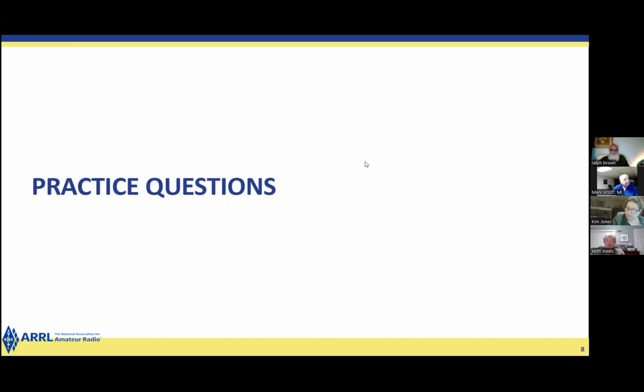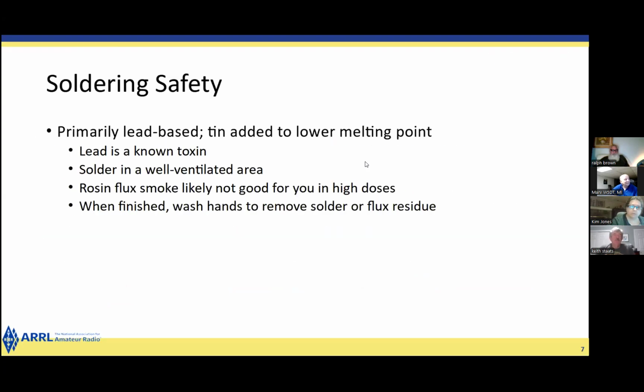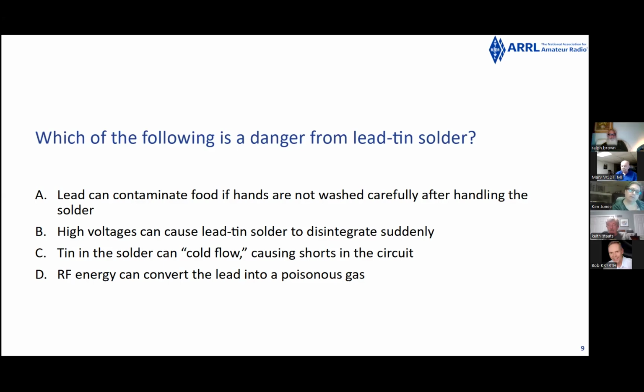Practice questions. You've probably forgotten everything we looked at. Which of the following is a danger from lead tin solder? A. Lead can contaminate food if hands are not washed carefully. B. High voltages can cause lead tin solder to disintegrate suddenly. C. Tin in the solder can cold flow, causing shorts in the circuit. D. RF energy can convert the lead into a poisonous gas. A. Yeah, I agree. Yeah, A.